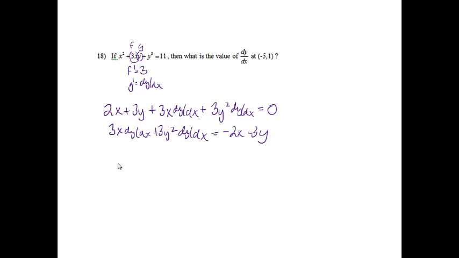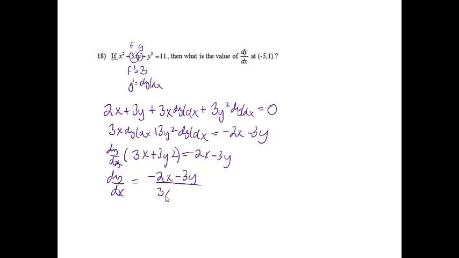The next thing that I will do is factor out a dy/dx. So even though I could factor out a 3, I'm only going to factor out the dy/dx. So I'll have 3x plus 3y squared. That will equal negative 2x minus 3y, and then we will divide to get the dy/dx by itself, so dy/dx will equal negative 2x minus 3y all over 3x plus 3y squared.